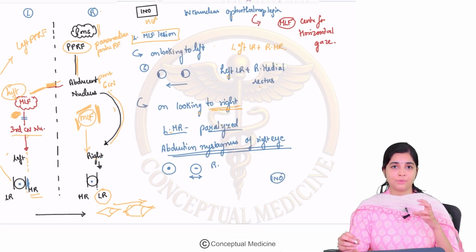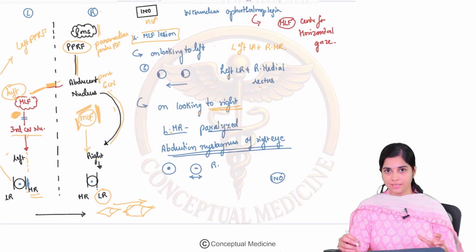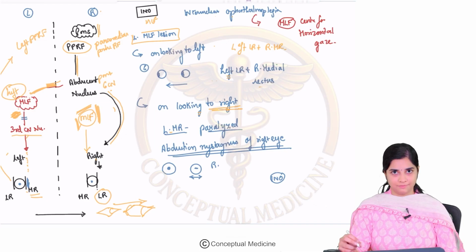Okay. So this is quite a difficult concept to understand, so I will just repeat it again for you. When we look at the pathway, which is your supranuclear control for gaze, what do we see? So we have a PPRF nucleus.